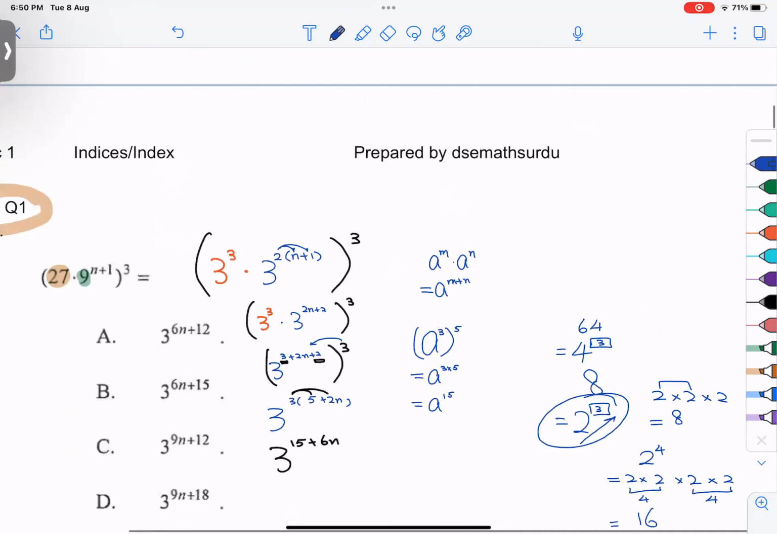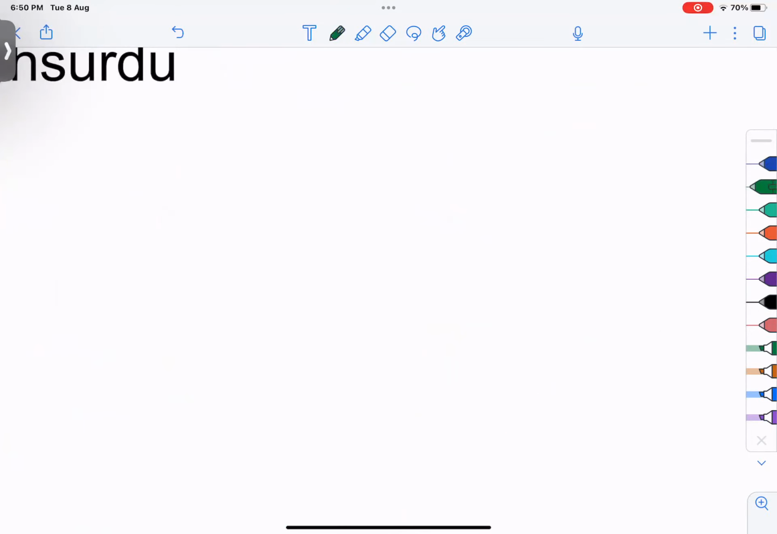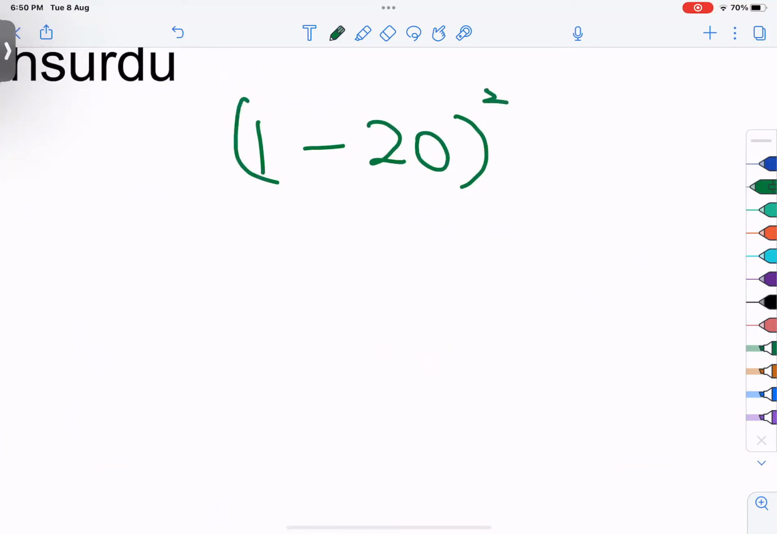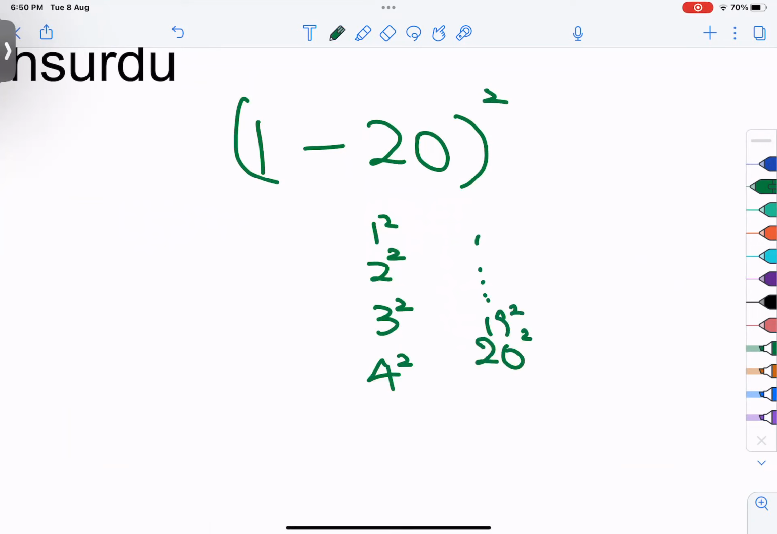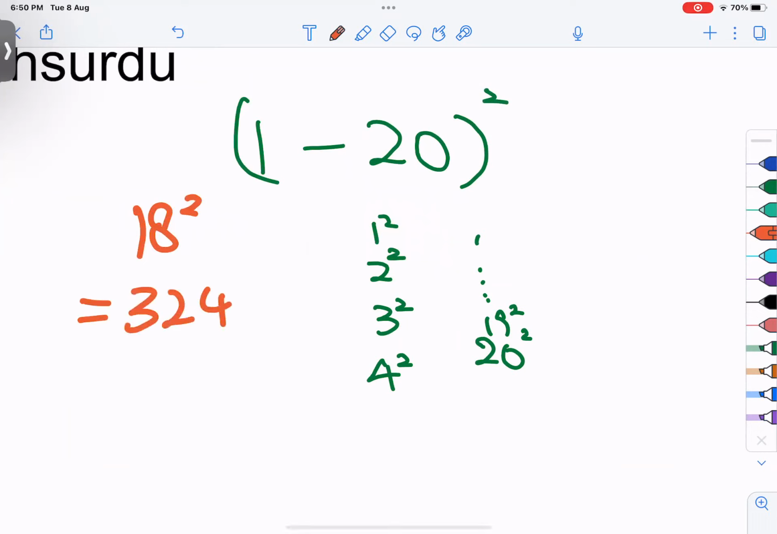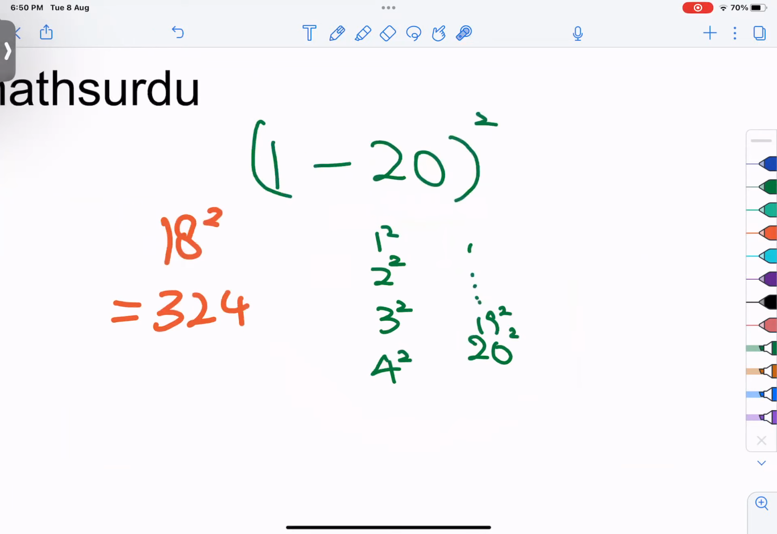So one thing that you guys can do after the class is revise 1 to 20 squared. That means 1 squared, 2 squared, 3 squared, 4 squared, all these until 20 squared. The reason to do this is next time if I ask you what is 18 squared, you should tell me within 5 seconds that it's 324. I now know it because I've already recited it. You have to recite it as well. It is to develop the math sense.